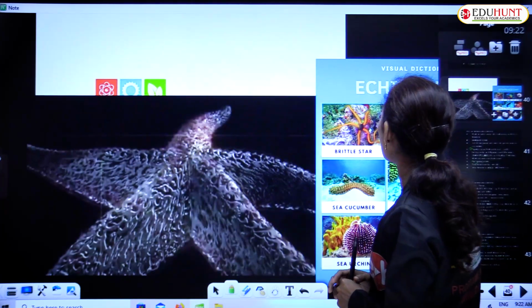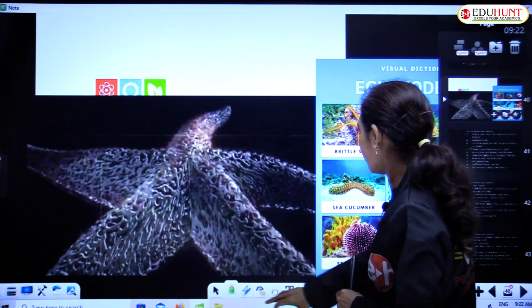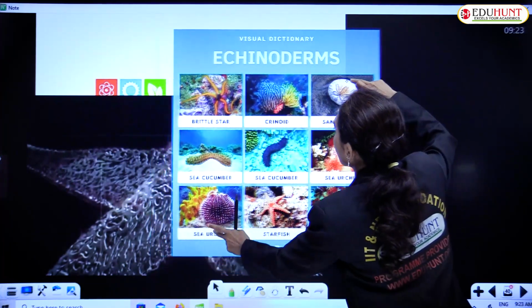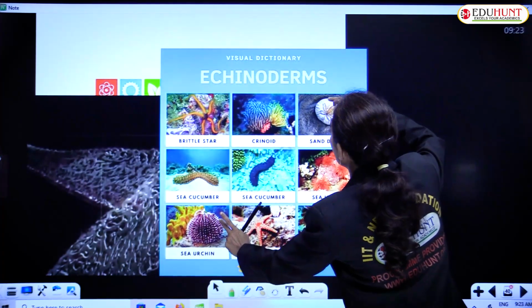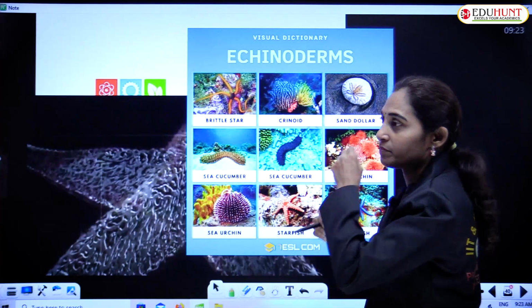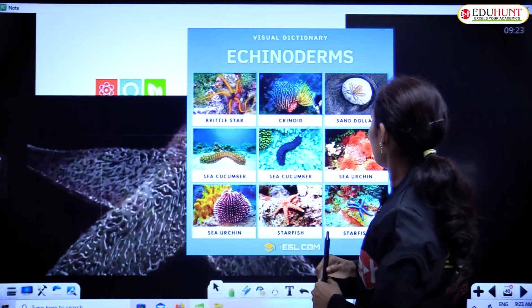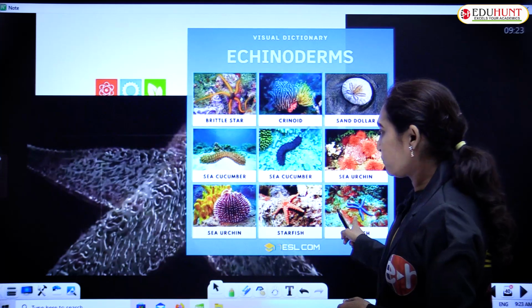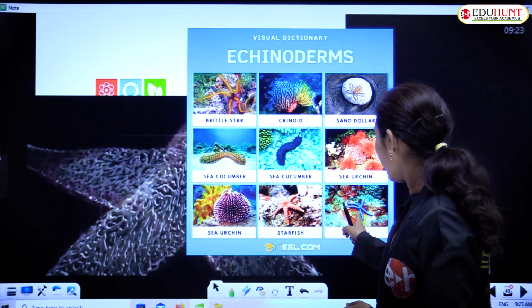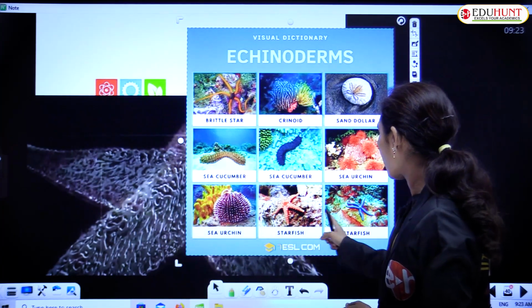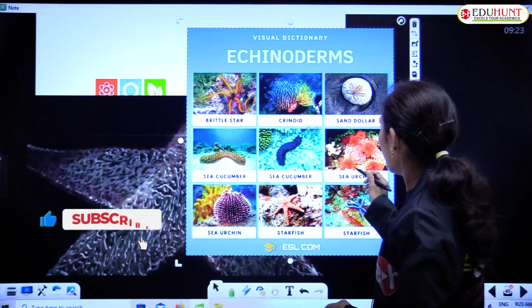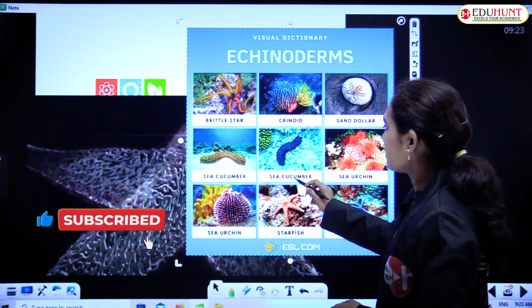I'll show you the examples. See this? These are the various examples I have taken from Google. First one is starfish, belongs to the class Asteroidea. This is also starfish. Both are starfish. See this? How colorful they are. And this is the sea urchin, sea cucumber.